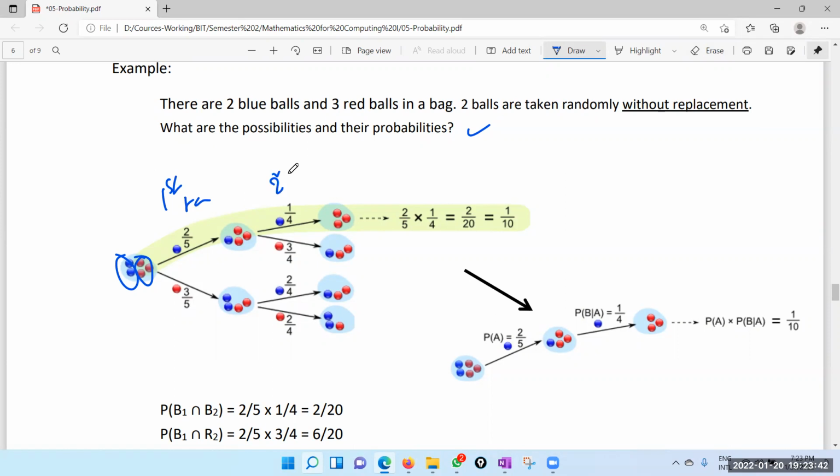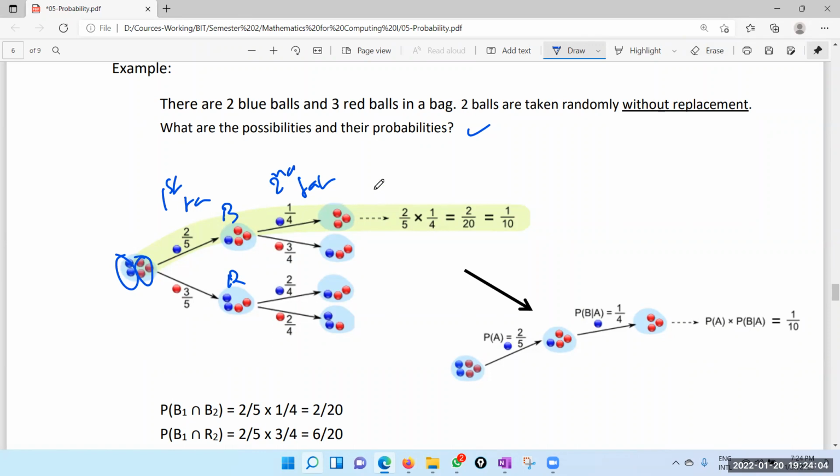And this is second take. Now first take, it's a fresh thing. There are 2 blue balls and 3 red balls. Therefore, getting blue is 2 divided by 5. Getting red is 3 divided by 5, altogether 5. Now we are taking the second one.